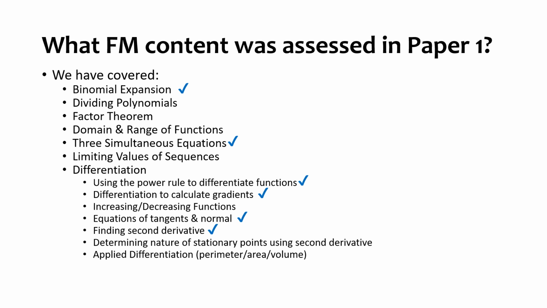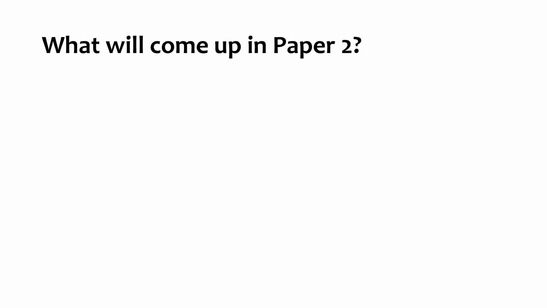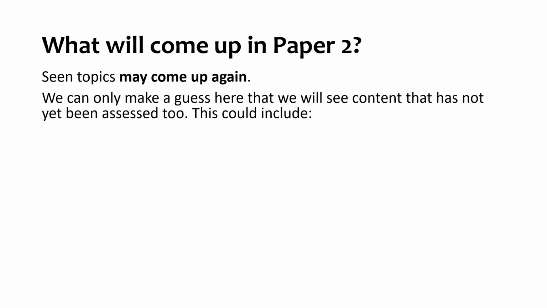So, if we think about paper 2, we have to remember that seen topics may come up again. So they may be similar, they may be in a different form. But it is highly likely that we're going to see some of those topics again in paper 2. It does make sense though to think about the fact that we're probably going to see some content that has not yet been assessed as well. I think that's very, very likely.